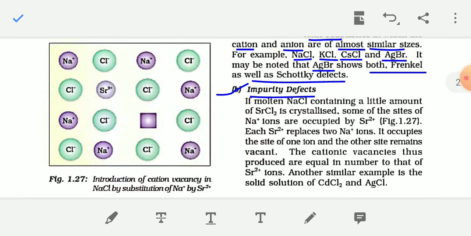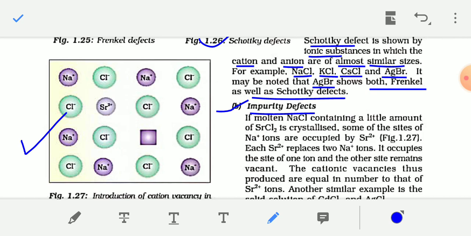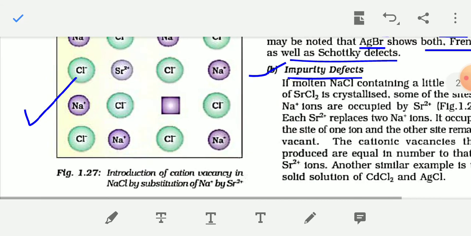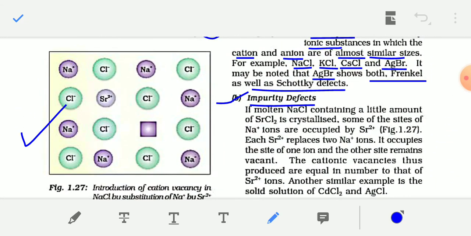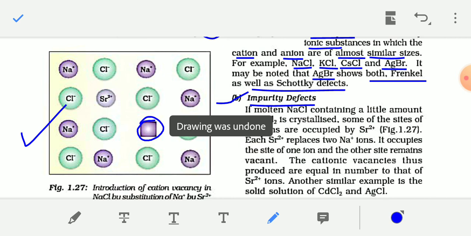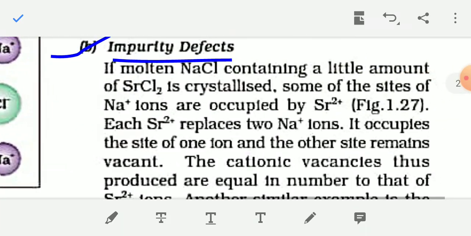Now see impurity defect. This is an example of impurity defect. This is the crystal lattice of sodium chloride. You can see two sodium cations are missing from their own positions, and in their place one strontium 2 plus ion is present. This Sr2 plus ion is an impurity in the crystal of sodium chloride. If molten NaCl containing a little strontium chloride is crystallized, some of the sites of Na plus are occupied by strontium 2 plus.